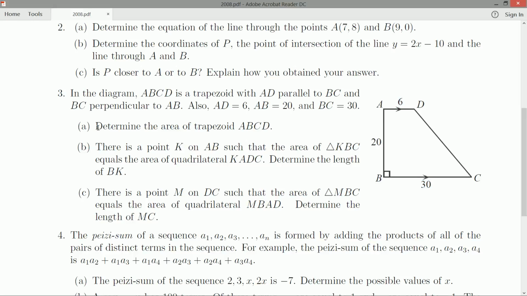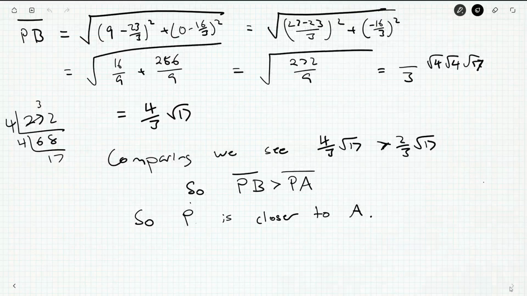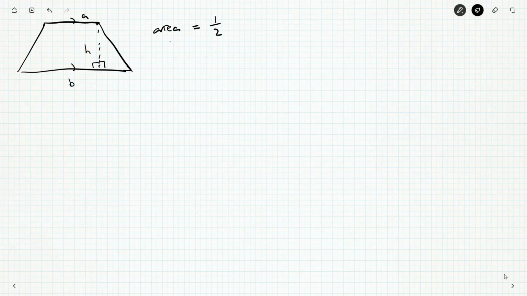So, part A, determine the area of trapezoid ABCD. Well, there's a nice little formula for the area of a trapezoid. If you haven't seen it before, you definitely should have, but if you need a little refresher, that's okay. For a trapezoid with parallel sides of lengths A and B, it doesn't really matter how the rest of it looks, and if we know the height h, the area of the trapezoid is 1/2 (A plus B) times h.